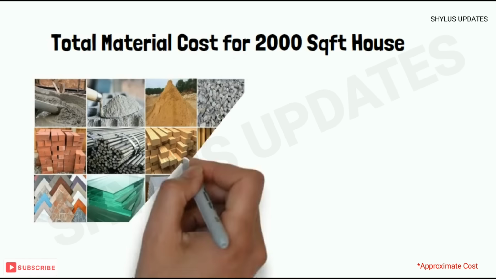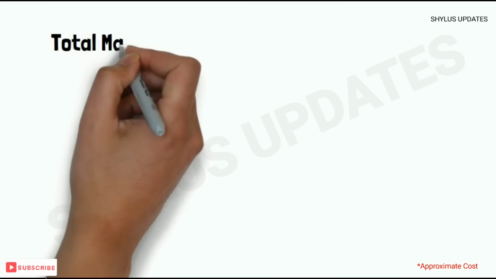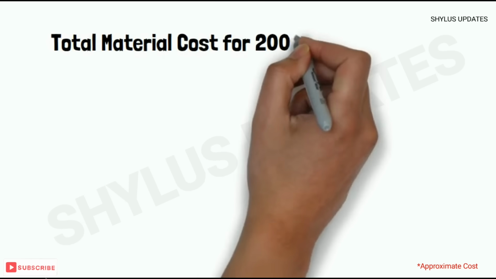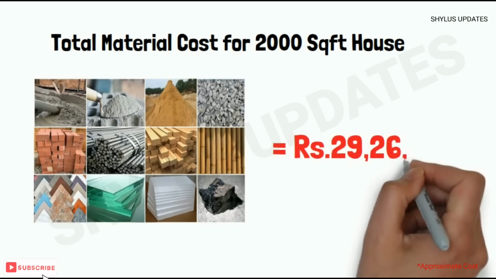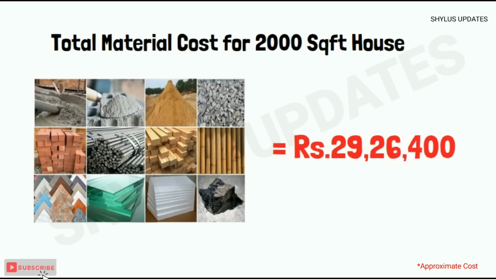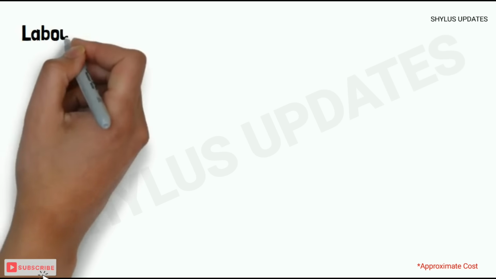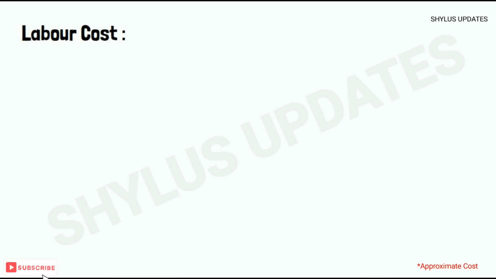When you add all these costs, you get the total material cost for a 2000 square feet house as rupees 29,26,400. Next, let us see about labor costs.